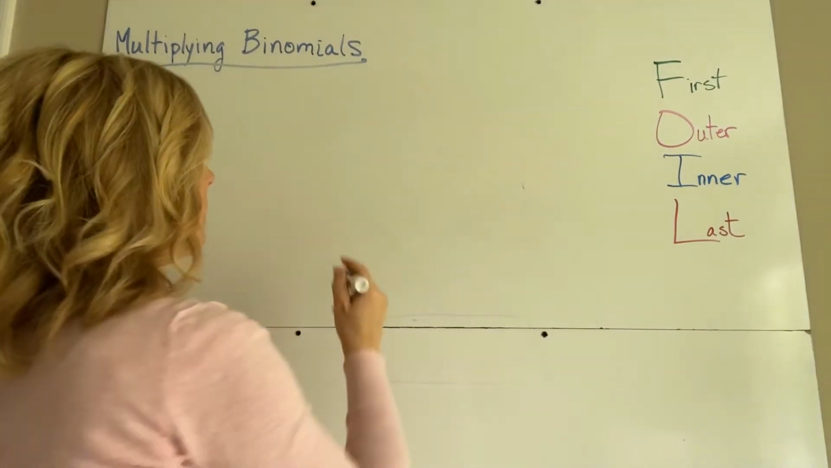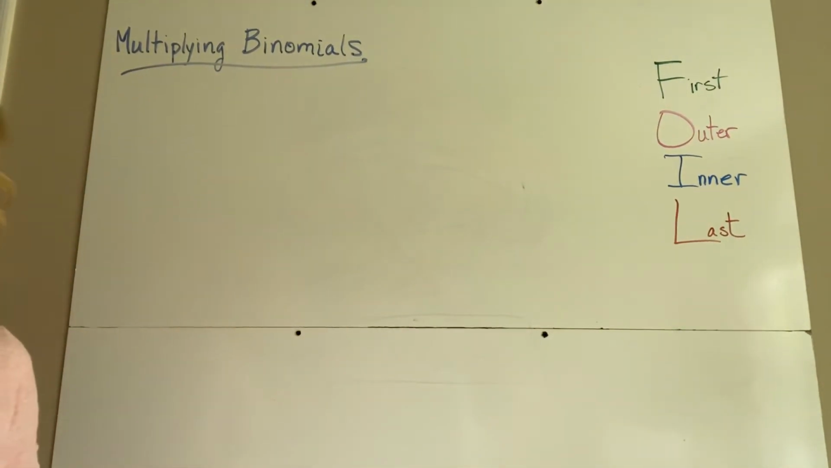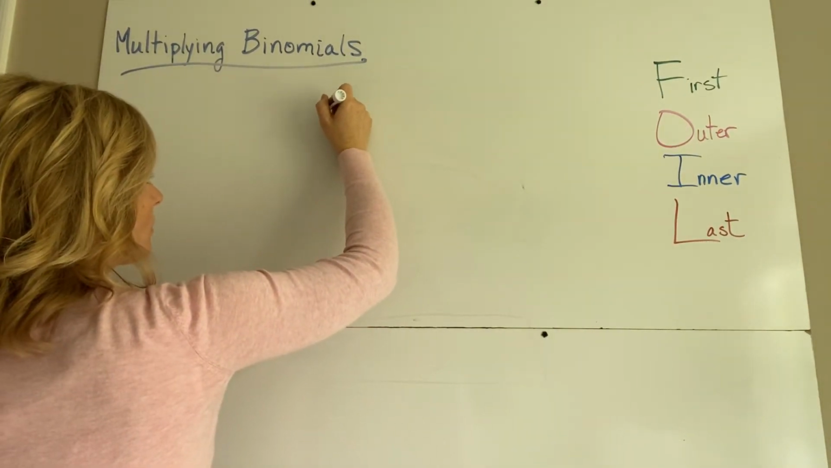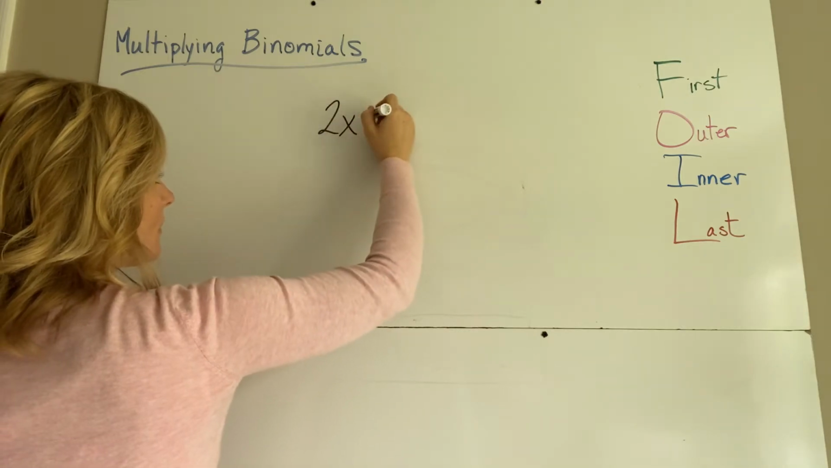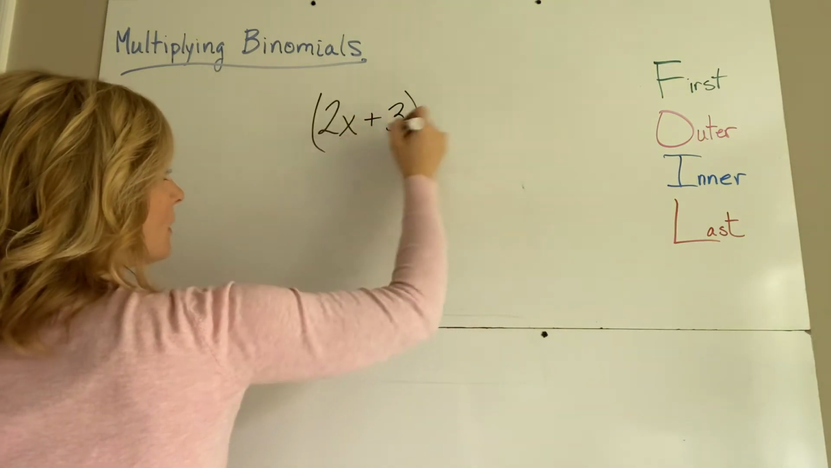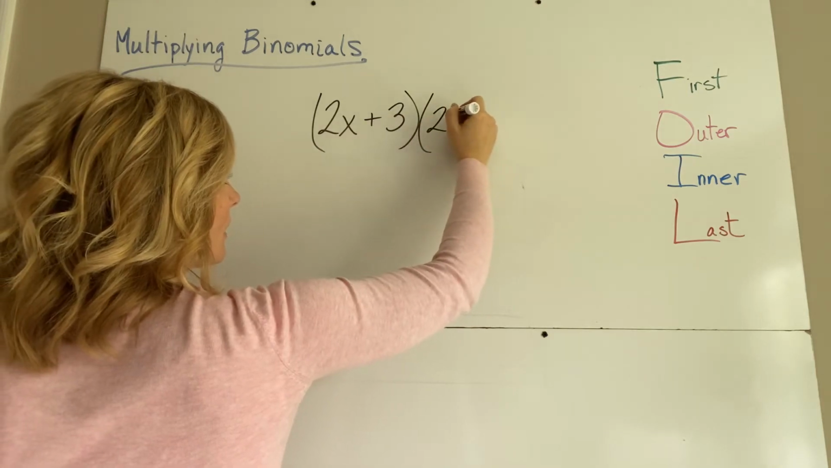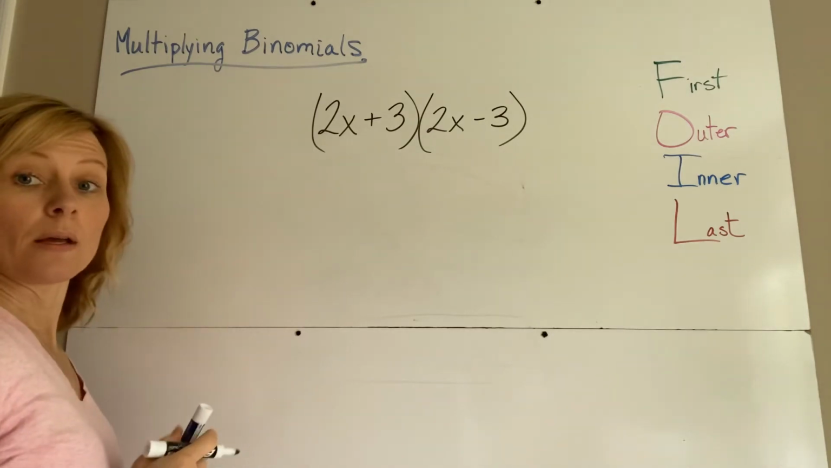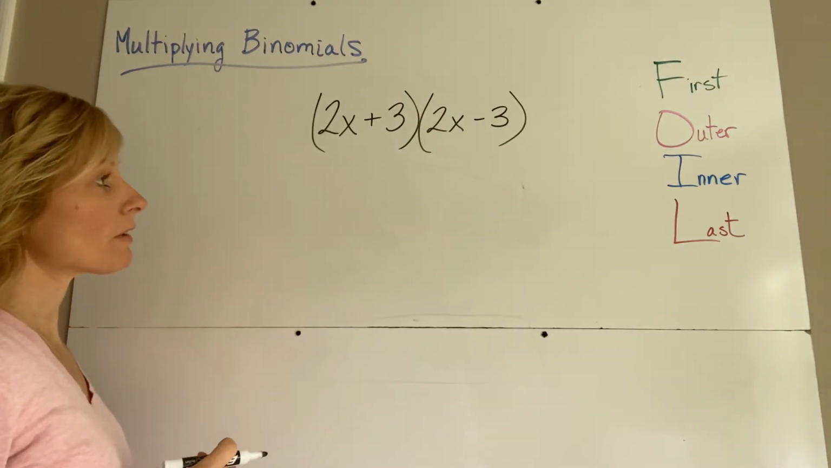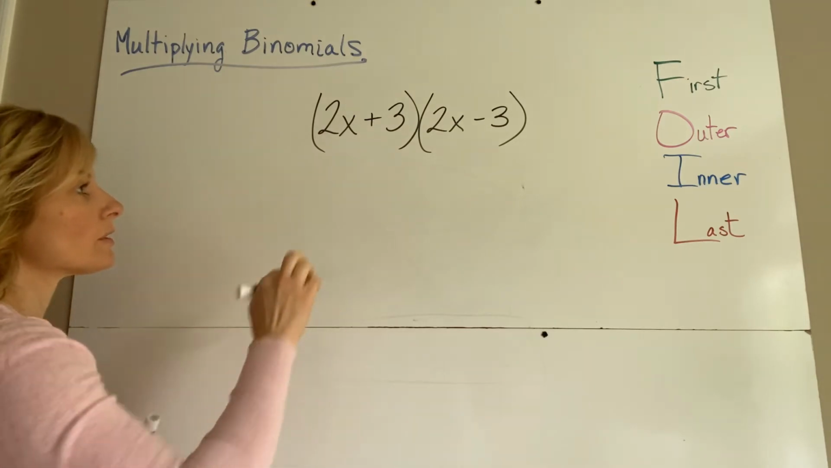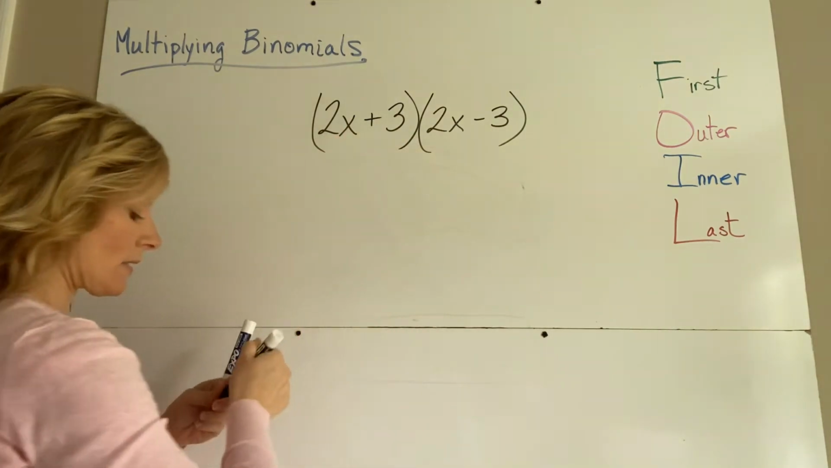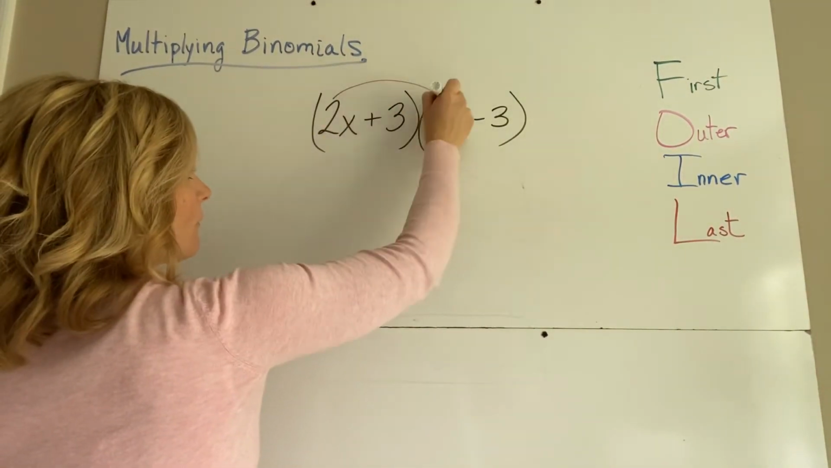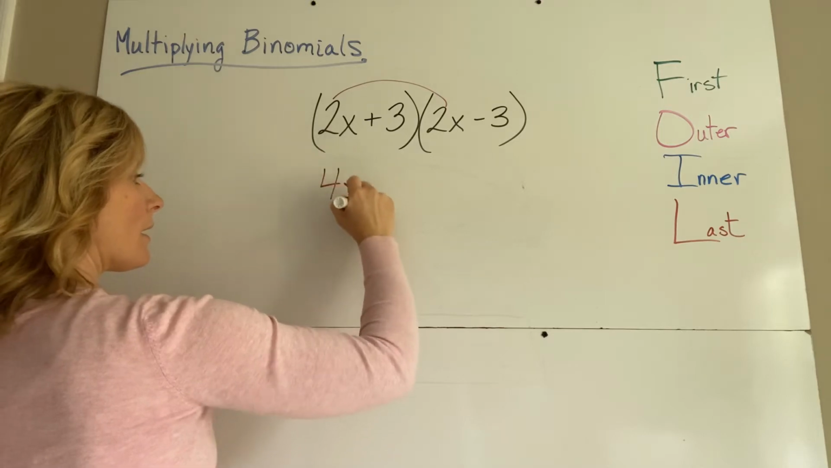All right, what happens in another instance? What can we do with 2x plus 3 times 2x minus 3? All right. This one's a neat one. Once you start recognizing what's going on, you'll be happy when you see these. Okay, let's go ahead and get started. We're going to do our first terms. First, 2 and 2 is 4x squared.